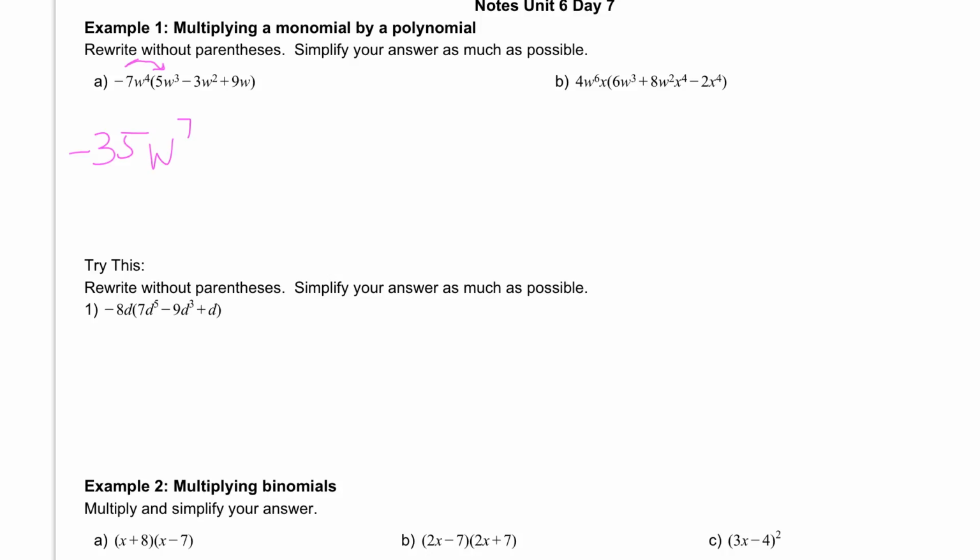Then we're going to multiply negative 7w to the fourth times negative 3w to the second. Negative 7 times negative 3 is a positive 21. And then w to the fourth times w to the second will give us w to the sixth.